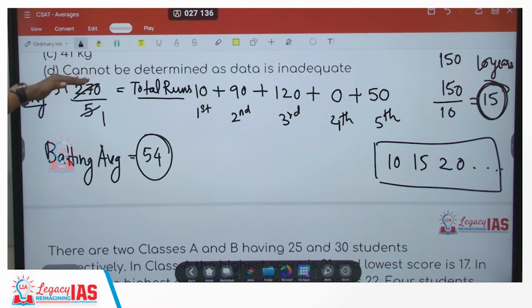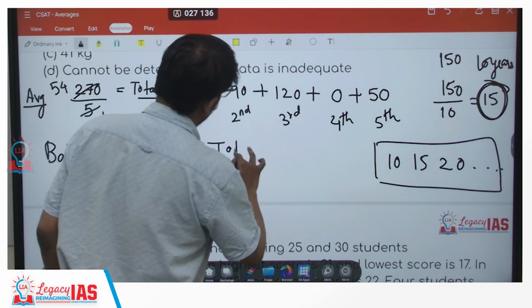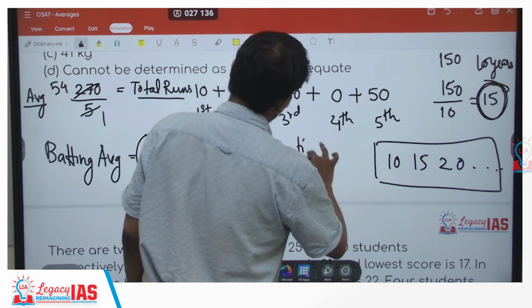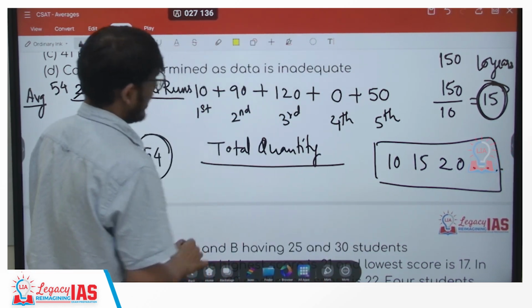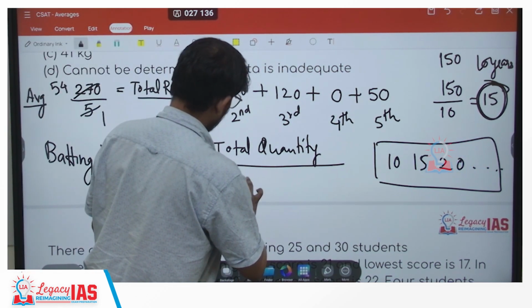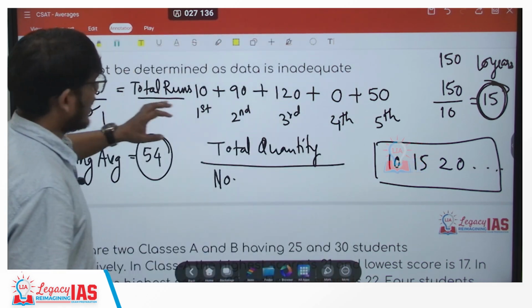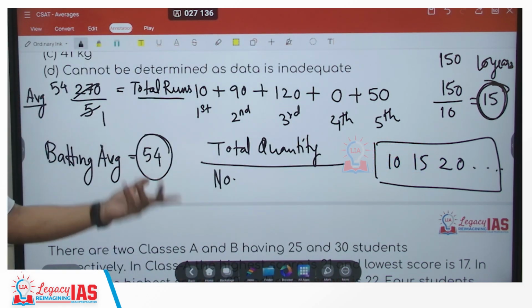Total number of runs, for example, upon the number of innings. So generally, it would be total quantity upon number of quantities. Let's say total runs upon the number of innings they have used to make those runs.